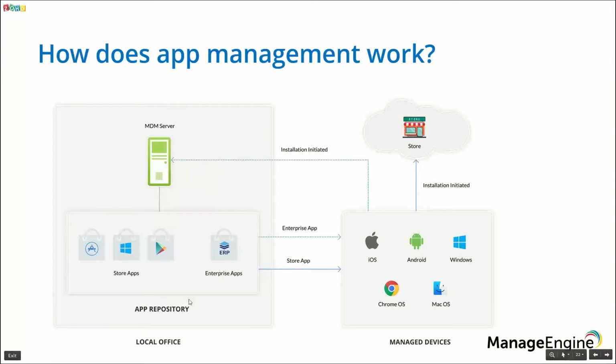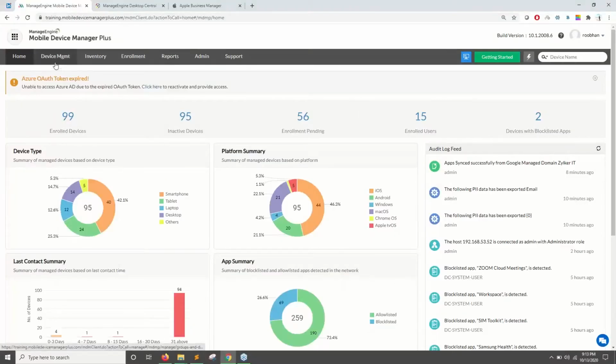And if it is a store app, the devices will download from the respective store portal and the app will get installed. And if it is an in-house application, the devices will contact the MDM server to download and deploy it on the devices. So first, let me show you how we can deploy a store application using the product. For that, you can go to the device management section.